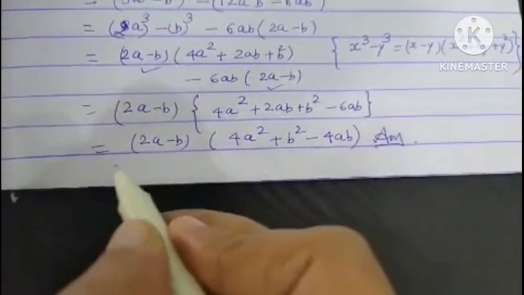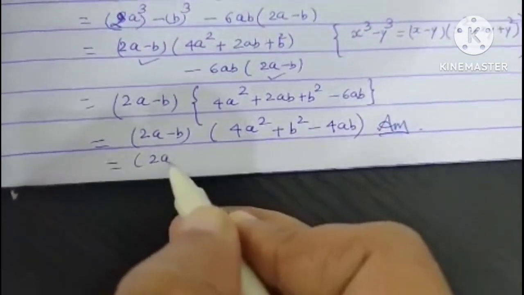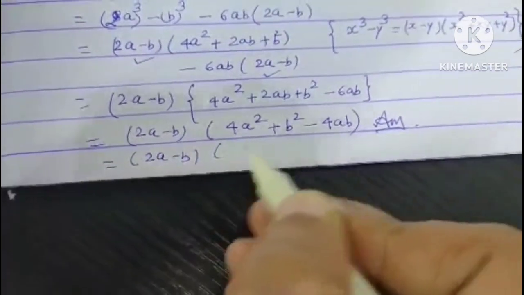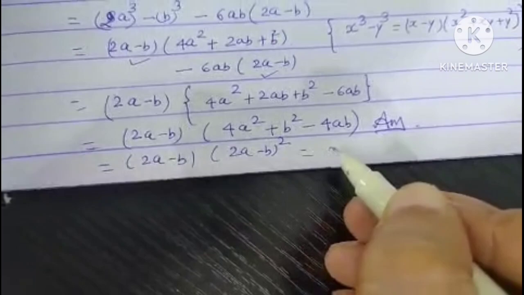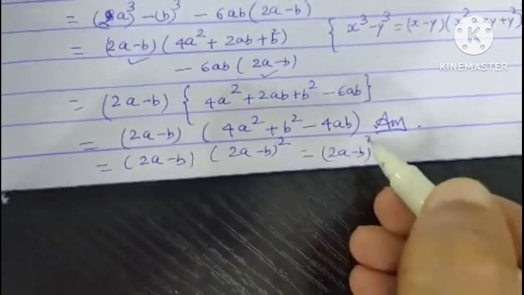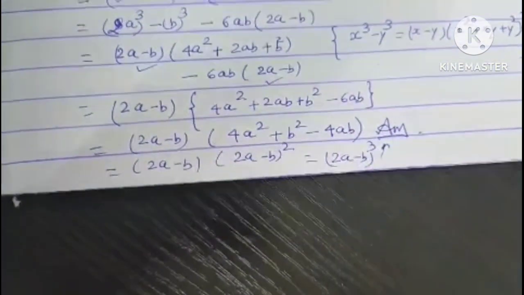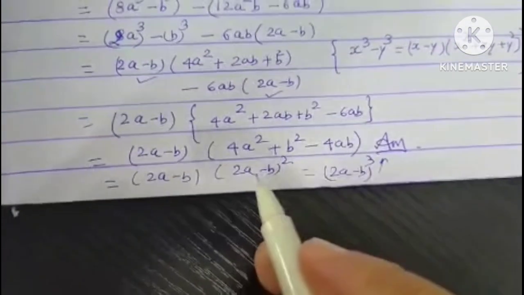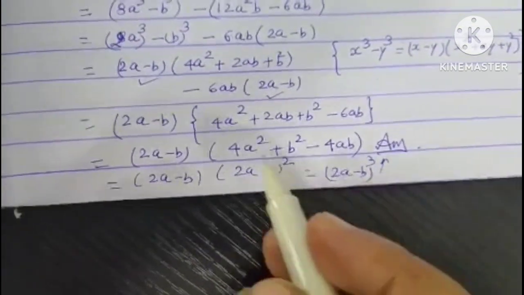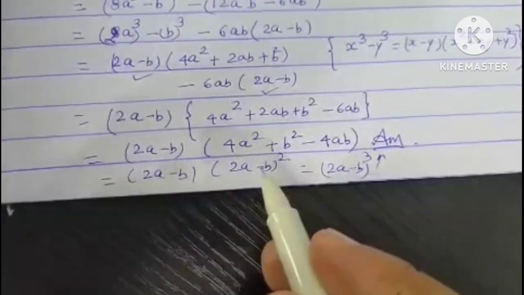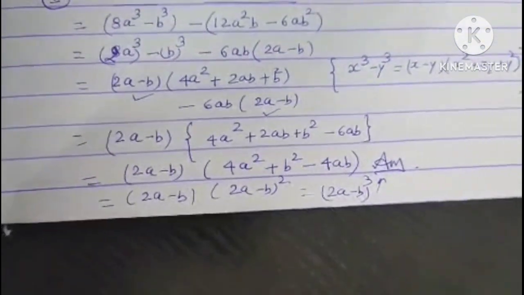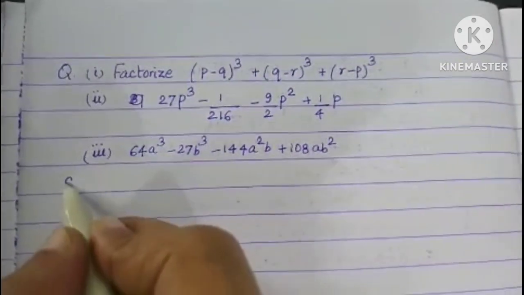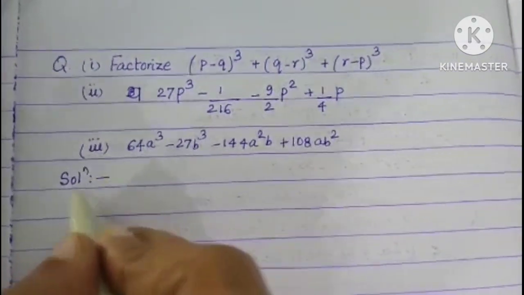You can proceed with this a little bit, because as you can see, this is the square of 2a minus b. So basically you will get 2a minus b whole cube, and this will be your final answer. You can proceed a little bit more. This is 2a minus b whole square, 4a square plus b square minus 4ab. Okay, now let us solve these three questions one by one.